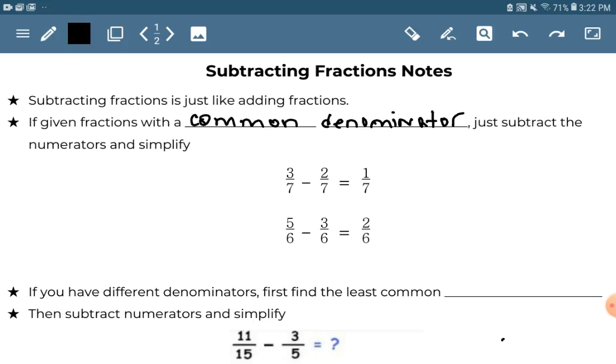The other example there, 5/6 minus 3/6. Our denominators are the same. They're both a 6, so we can move on to subtracting the numerators. 5 minus 3 is 2. They have 2/6 as their final answer.